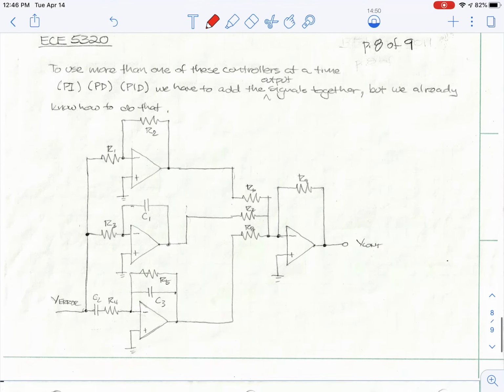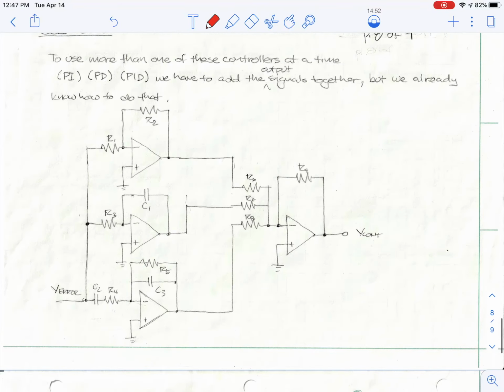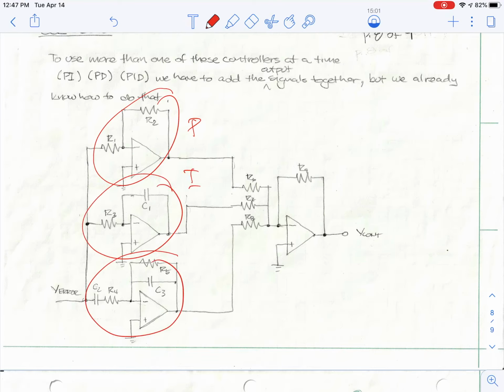So that's one thing. If I add these controllers together, I can do my proportional, I can do my integral, and I can do my derivative controller. I can make one of these resistors variable or do something like that. I can sum them all together and produce a PID controller.